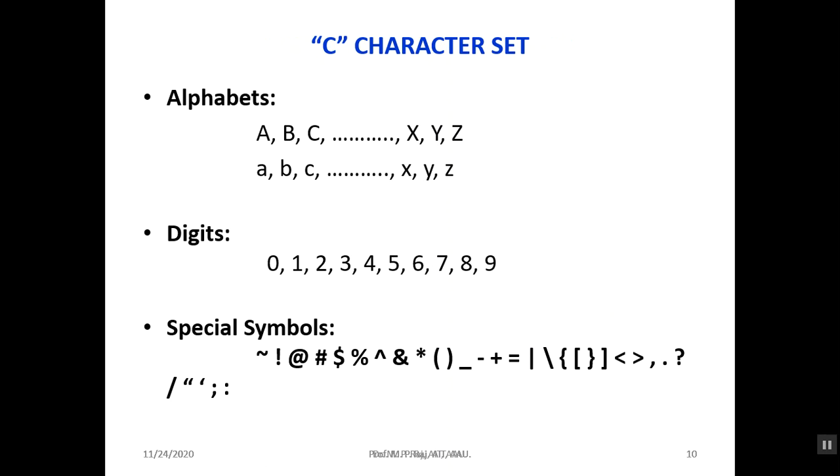Now we move on to the character set. We know that we have a set of characters in C language which are used for creating words. In English we have only alphabets, but here we have alphabets, digits and symbols, and even in alphabets, upper and lower case letters.